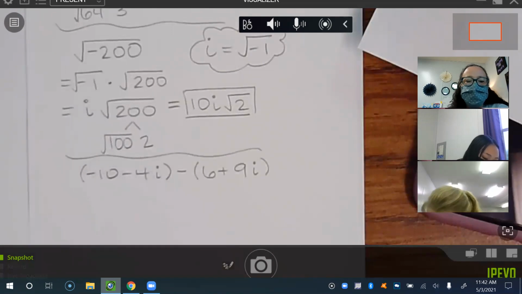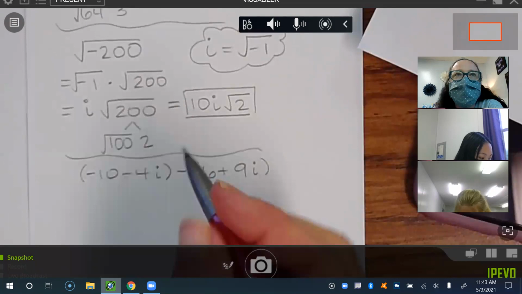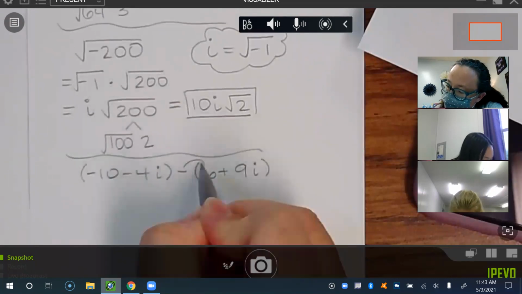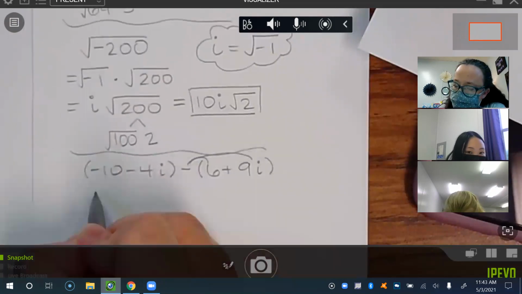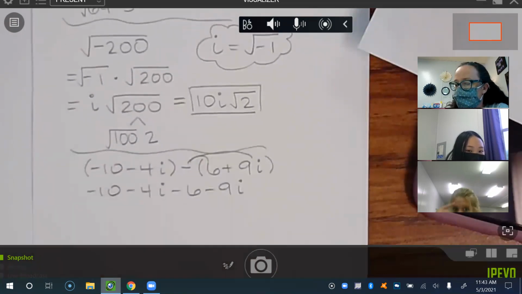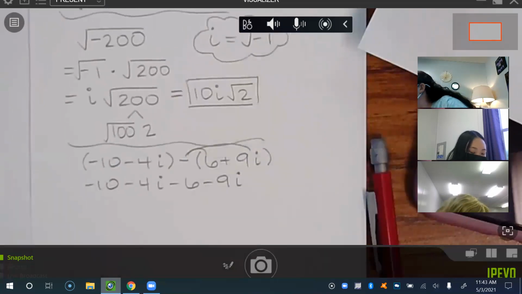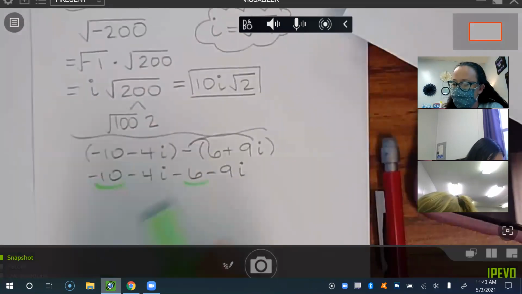And you're just going to be asked to simplify this. So what would I need to do to simplify this? Remember, you just treat the i as an x. So what would I need to do? I would need to distribute the negative to the right side. And then you simply combine like terms.